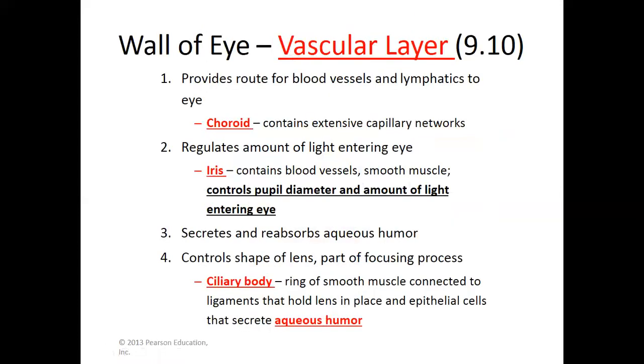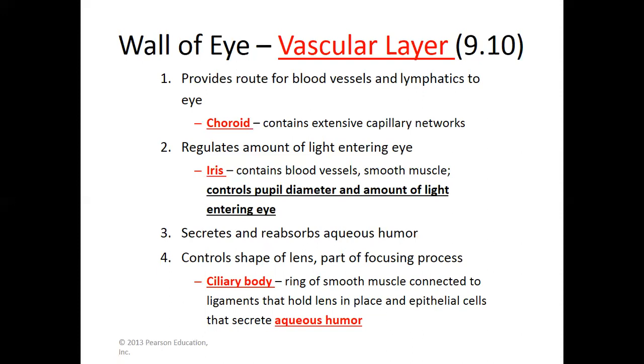The vascular layer is deep to the fibrous layer. So just underneath the fibrous layer is called the choroid. So this vascular layer has a couple of components. The choroid has a bunch of blood vessels, and it's just underneath the sclera. So the choroid is kind of posterior to where you would see the cornea.